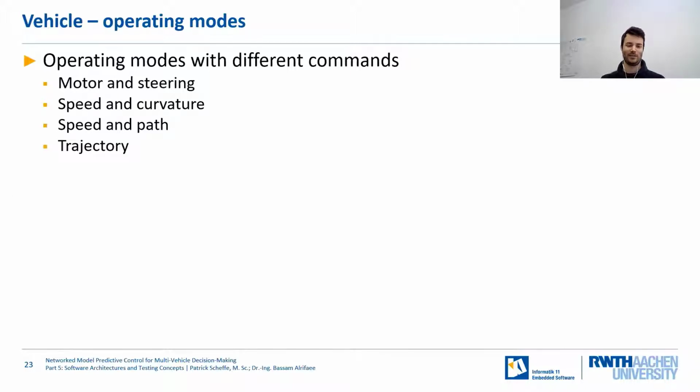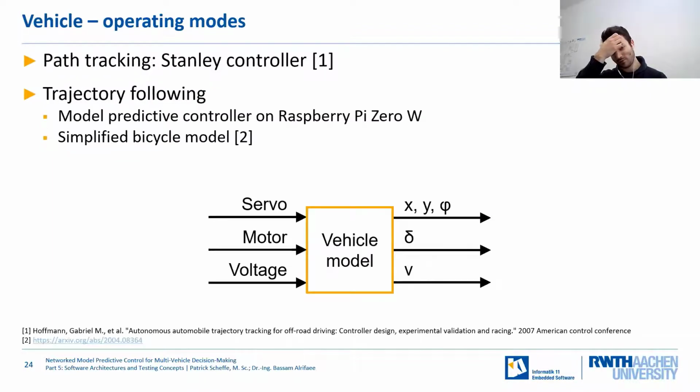We have different operating modes for these vehicles. You can just control them directly from your high-level controller, if you just give commands for your motor and steering, but there are also more abstract control modes. For example, you can set a certain speed and a curvature, and the vehicle tries to follow that. Or you can set a certain speed and a path, or even a trajectory. And I will present two of them more closely.